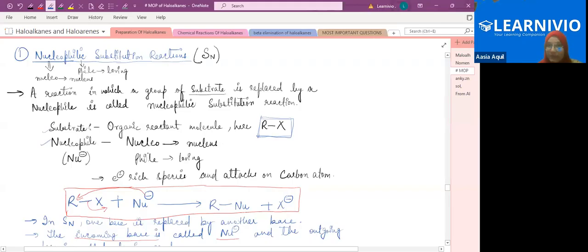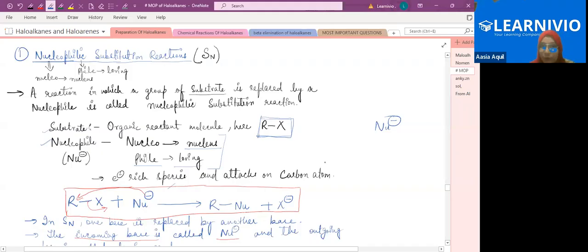Now the nucleophile. Nucleophile, we know that nucleo means nucleus, right? And phile means loving. So nucleophiles are nucleus loving. Obviously, they are electron-rich species, so that's why they attack the positive one, they attack the nucleus. They just love the nucleus, right? So obviously, they will have negative charge because they are electron-rich. They just attack the carbon atom, because they are electron rich, and carbon atom is an electropositive element. So that's why the nucleophile always attacks the carbon atom.